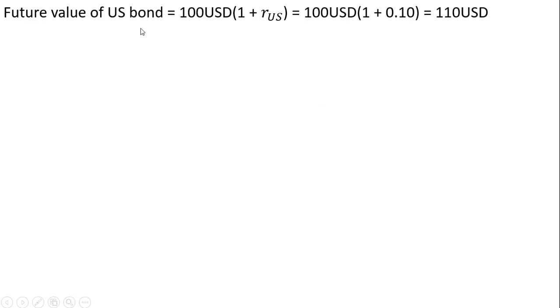So the future value of the U.S. bond: you buy a $100 U.S. bond, and it's going to be just 1 plus the interest rate. So in 1 year, given that the U.S. bond pays 10%, your 100 U.S. dollars will grow to 110 U.S. dollars.